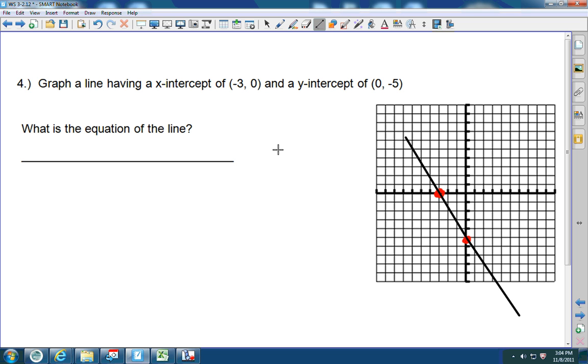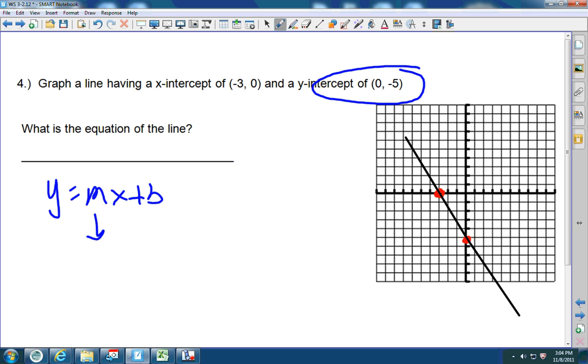Okay, for my equation, I have my y-intercept. Remember, I have y equals mx plus b. I need my slope. That's what I'm trying to find. To go from the x-intercept to the y-intercept, I'm going to go down 5, negative 5, and to the right 3. My slope is negative 5 over 3. Remember, my line is decreasing, so my slope needs to be negative. So I have y equals negative 5/3 x minus 5.